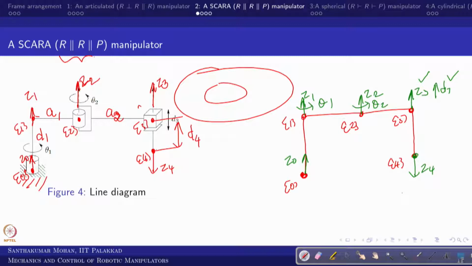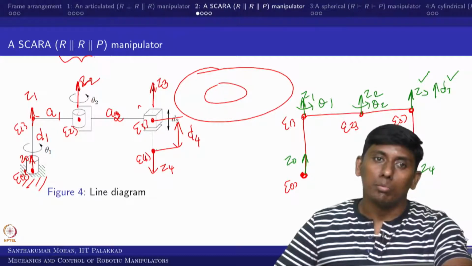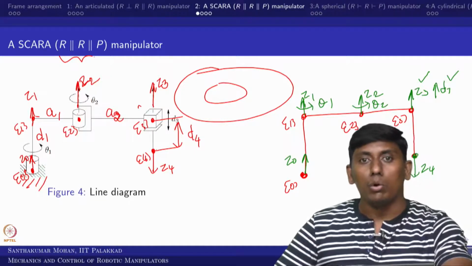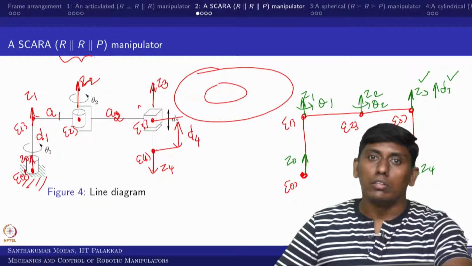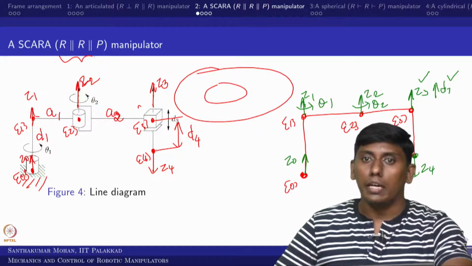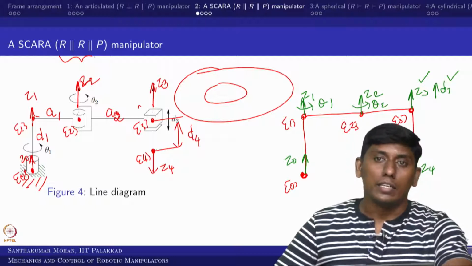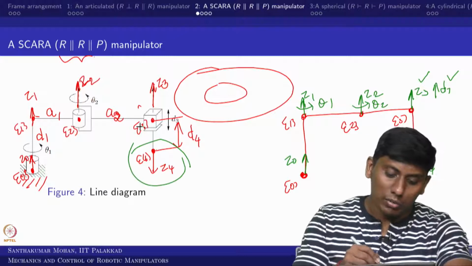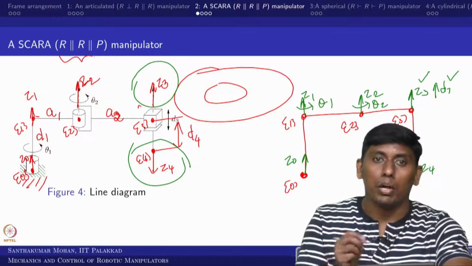Now the next step is to fix the x axes. For fixing the x axis, for example if you want to fix x0, you have to see the nature of z1 and z0. In this case all axes are parallel except z3 and z4, which are in opposite directions, but these two are still parallel.